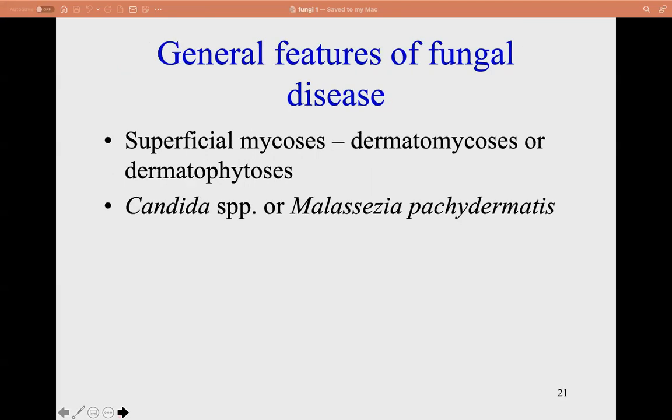So the general features of fungal disease: they can cause superficial mycosis. It involves mainly the epidermis and other superficial structures of the skin. Most commonly associated with this are the dermatophytes that cause dermatophytosis. And then there are also some fungal organisms that are known to cause cutaneous mycosis. We have Candida and Malassezia pachydermatis.